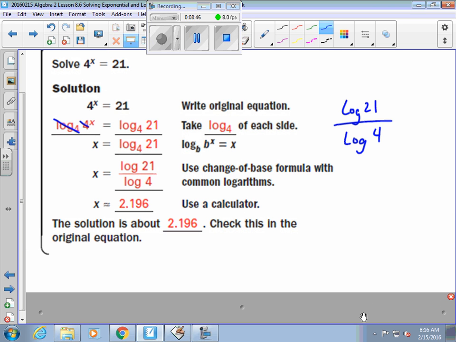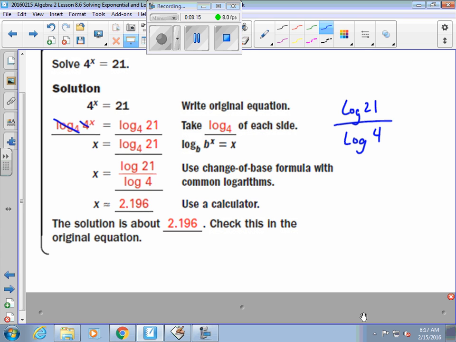2.196. It says to check that in the original equation. Again, that's not the easiest thing to check. But if you take 4 and you raise it to 2.196, which a calculator can do easily, you're going to get something very close to the number 21. The reason it might not be exactly the number 21 is because that is a decimal equivalent. But 2.196 is what x is equal to.